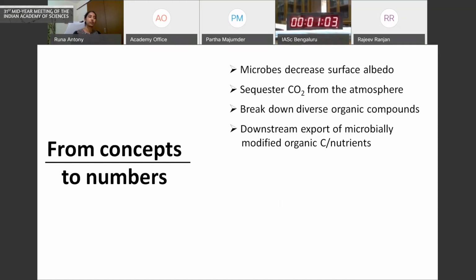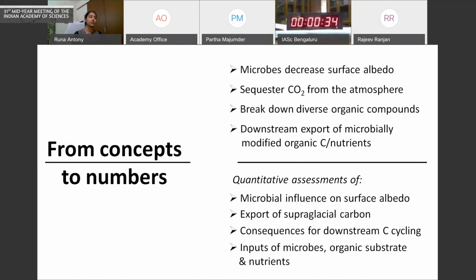We also know that supraglacial microbes can sequester carbon dioxide from the atmosphere and then break down this carbon, together with carbon from other sources, for its use. And microbially modified organic carbon and nutrients can also be exported to downstream ecosystems, potentially with impacts for marine food webs and biogeochemical processes. But there are still many blind spots and missing links in our understanding of these biological processes on glacier surfaces, because the influence of microbes on surface albedo has not yet been assessed in a really quantitative way, nor has the export of the supraglacial organic carbon, or its consequences for downstream carbon cycling.